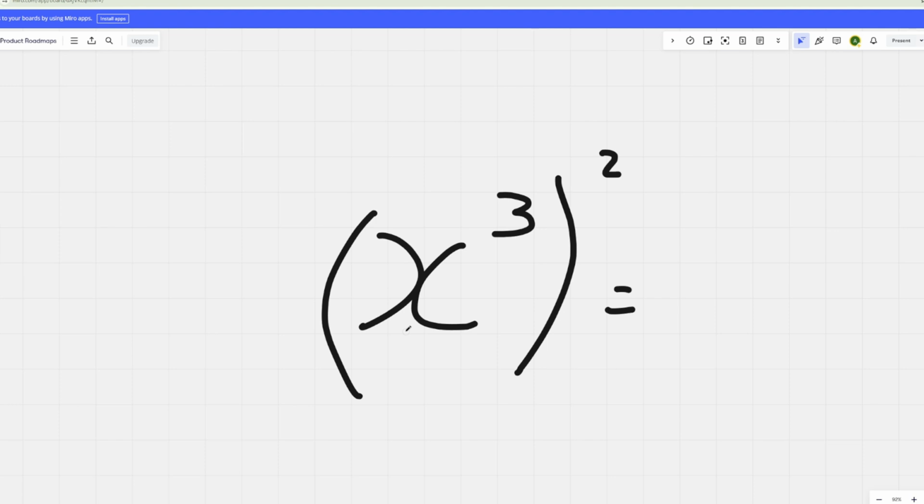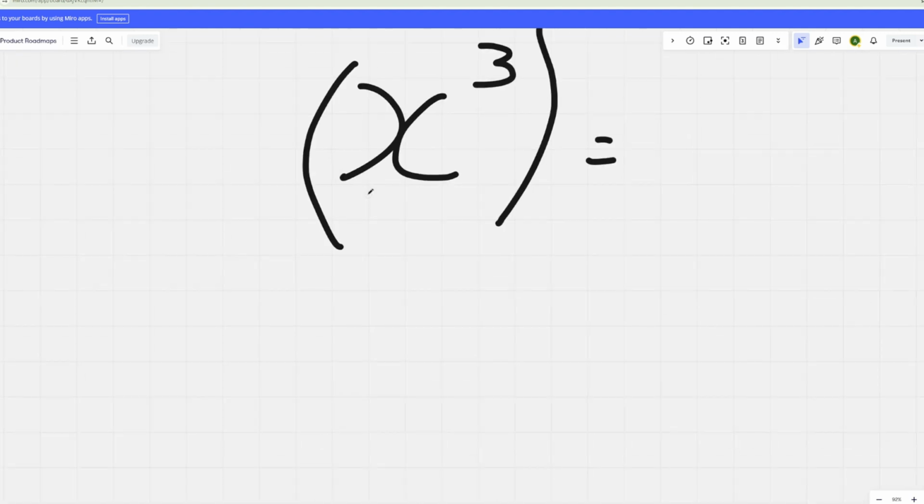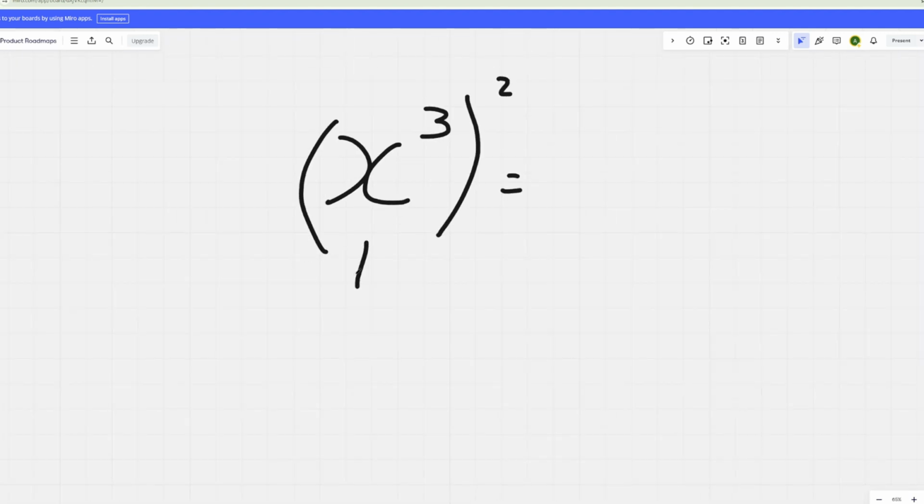Let's say we have something like this. X cubed squared. So we have x cubed in parentheses and all of that is squared. Okay, so let me try to simplify this down. So I have x cubed times x cubed. This is all this means, right? And we've learned from our previous rules that we have the same base, we just add the exponents. So it's x to the 6th.